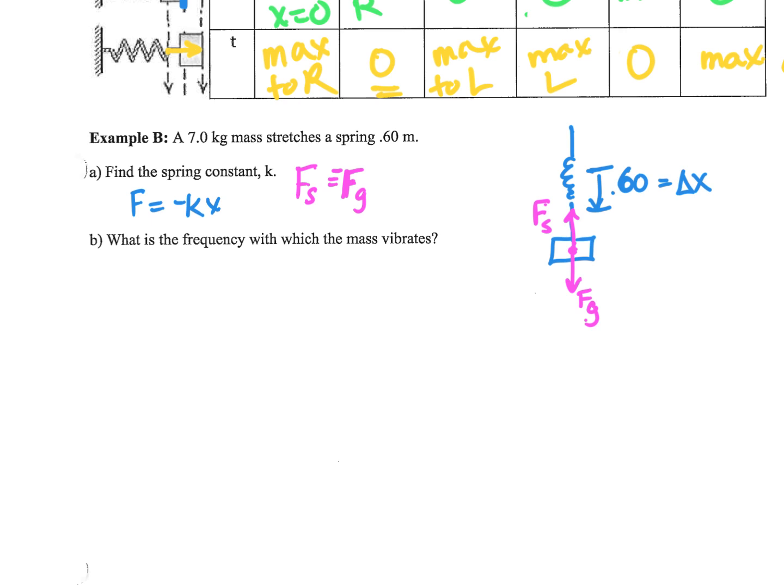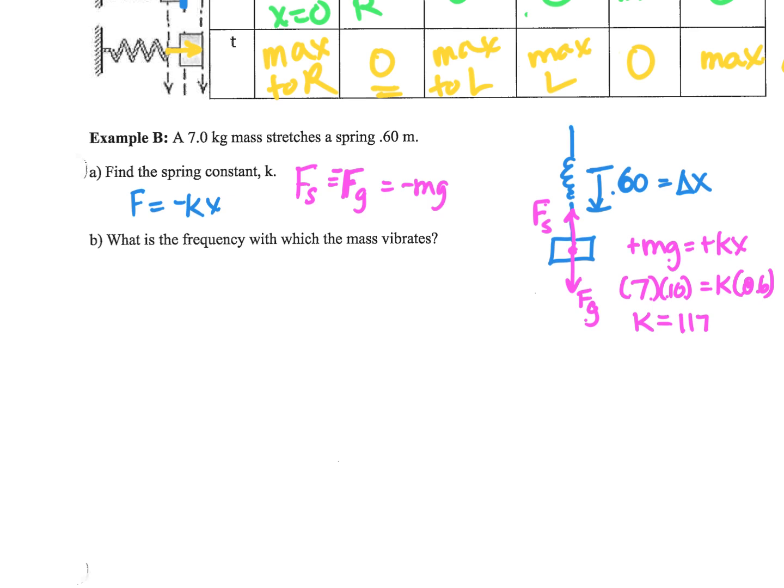So negative mg, I'll go over here, has to be equal to negative kx. So the negatives go away. So we're left with a mass of 7, gravity's 10, k we don't know, and we know x is 0.6. So if we divide, we should get k is approximately 117. Now this would be force divided by distance. Force is newtons, distance is meters, so it's newtons per meter. That's the units for the spring constant.